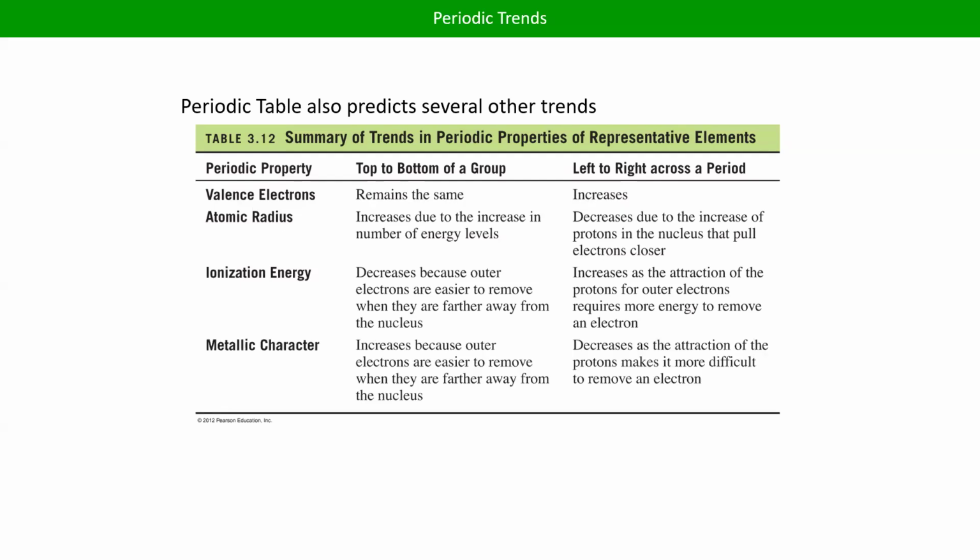All right. The last periodic property is worth talking about because it's not one I'm going to ask you about on the test, because it's really kind of hard to define. Metallic character is actually a combination of a bunch of properties.